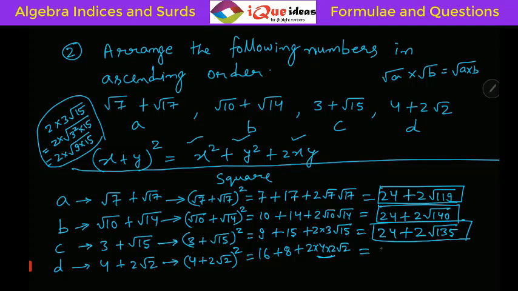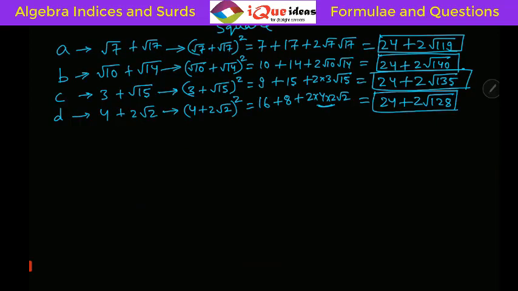So we have 16 plus 8, that is 24, plus 2 times root of, now 4 into 2 is 8. 8 goes inside, becomes 8 square. 8 square is 64 into 2, that is 128. All right. So this is 24 plus 2 root 128. I'll just show how we got this 2 into 4 into 2 root 2.